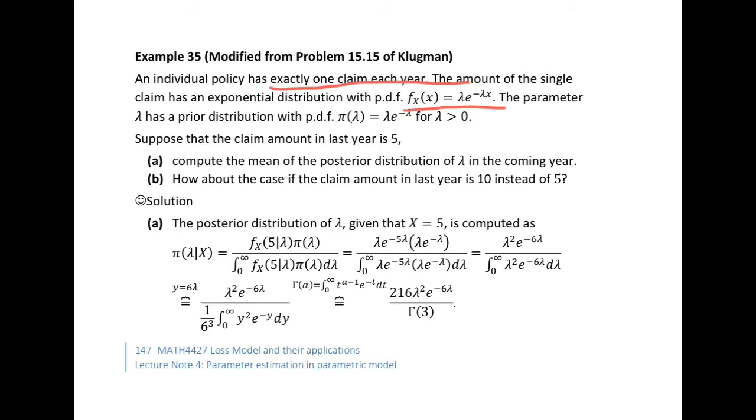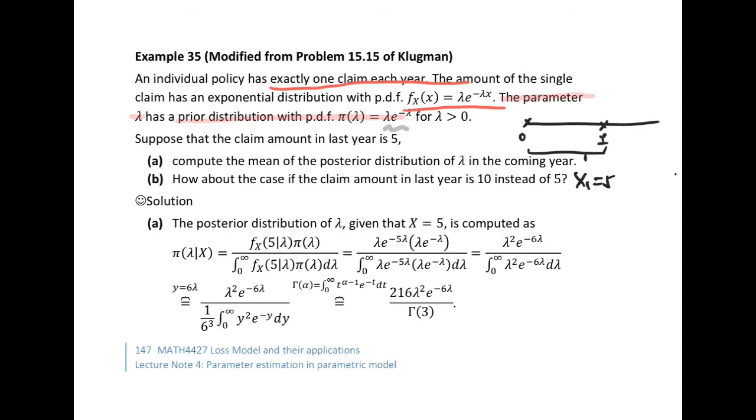And here we will assume that the parameter lambda is a random variable, which has a power distribution equal to this PDF. That means this lambda is a continuous random variable with this PDF, and it can take any value from 0 to infinity. This is our initial guess at time 0. Let's suppose after 1 year, I realized that the claim amount last year is 5.